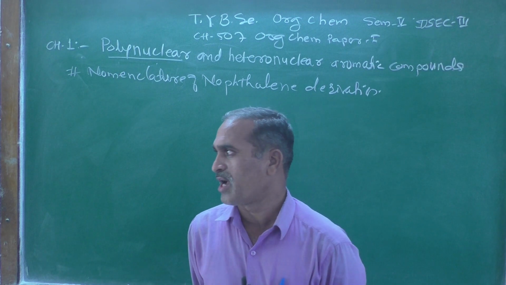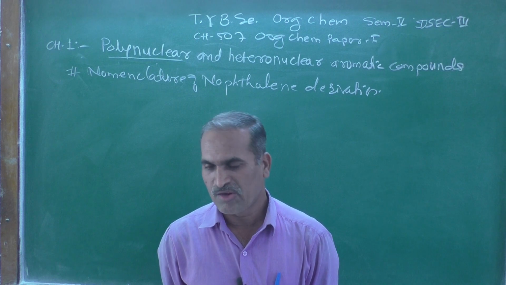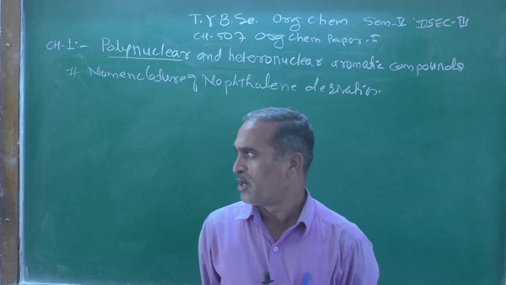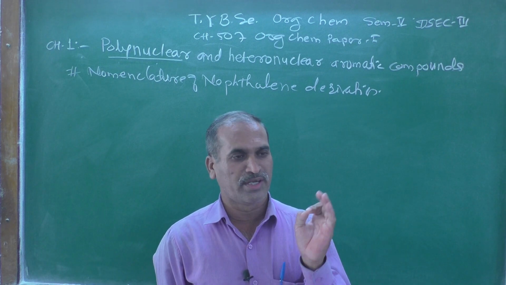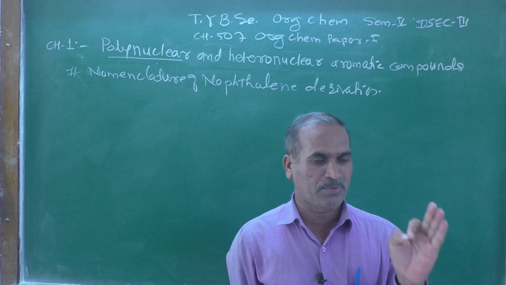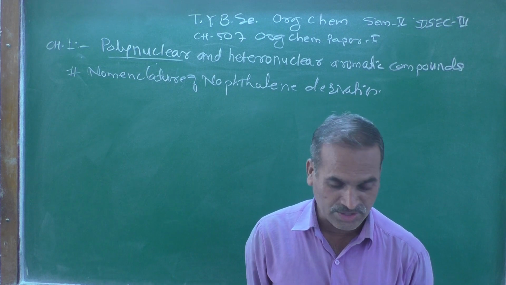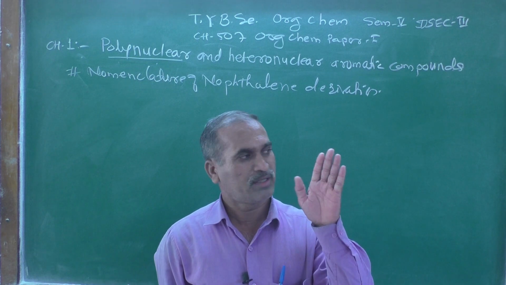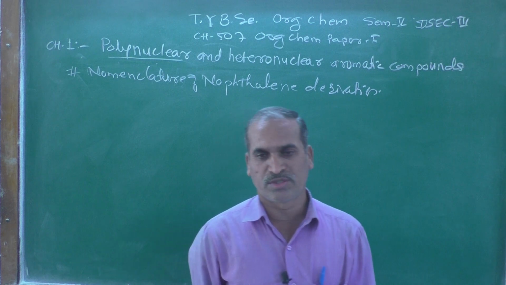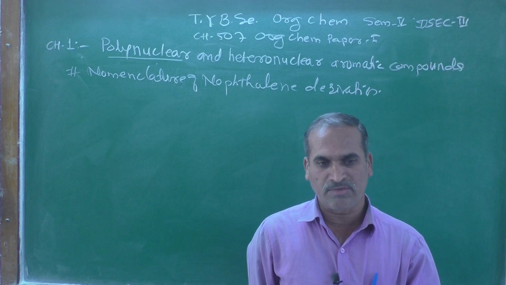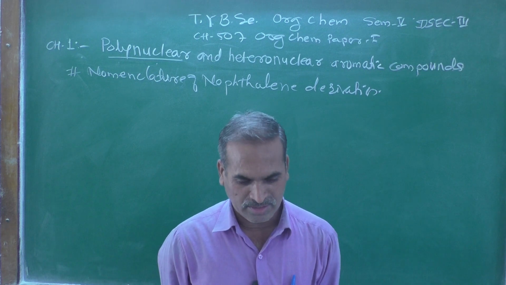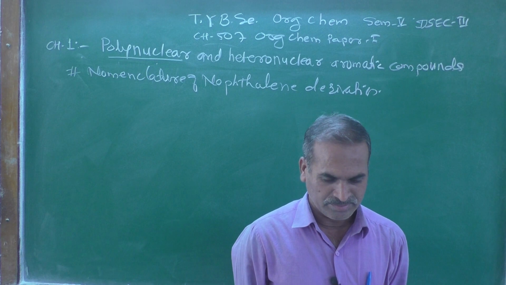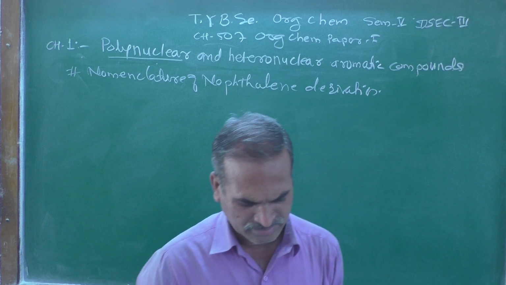Everybody knows the full form of IUPAC, but let me tell it once again: IUPAC stands for International Union of Pure and Applied Chemistry. There are certain rules, and by following those rules we can give the correct name of organic compounds. Now, here for naphthalene.